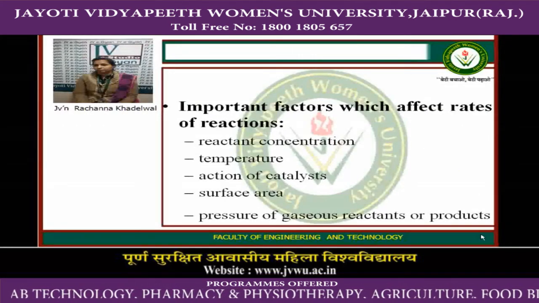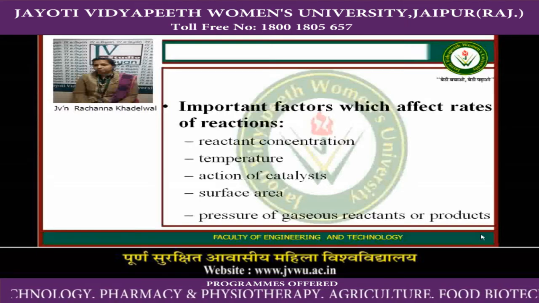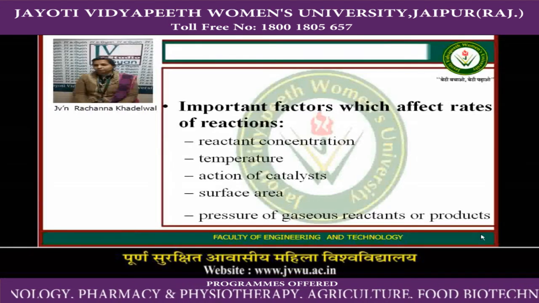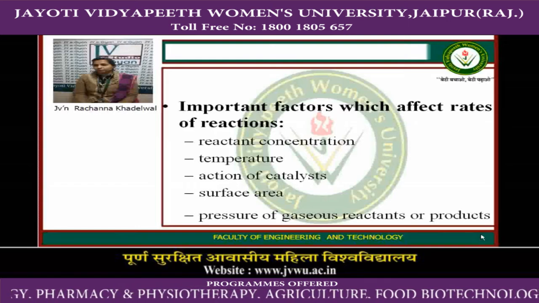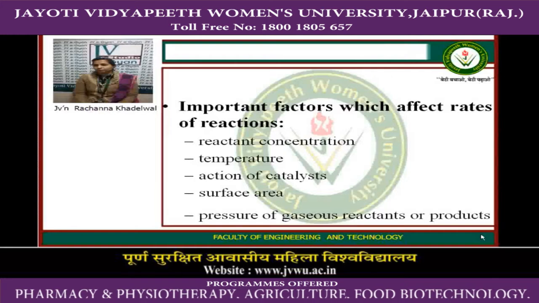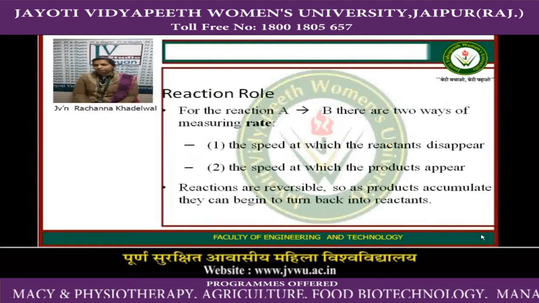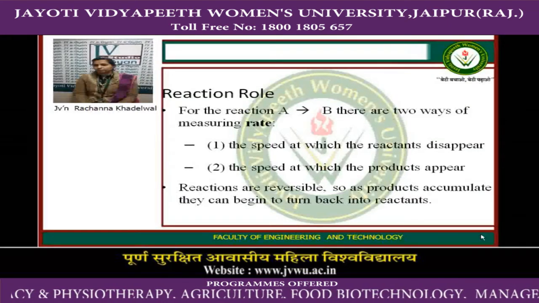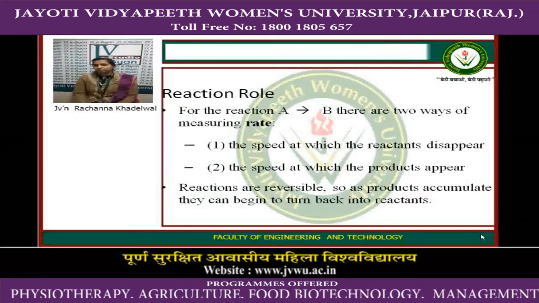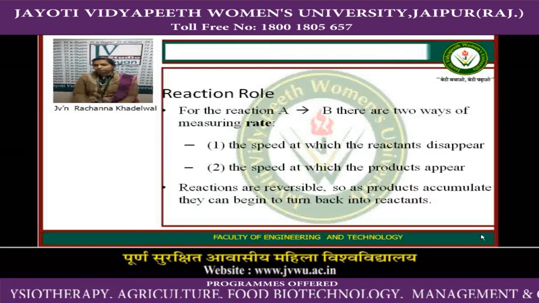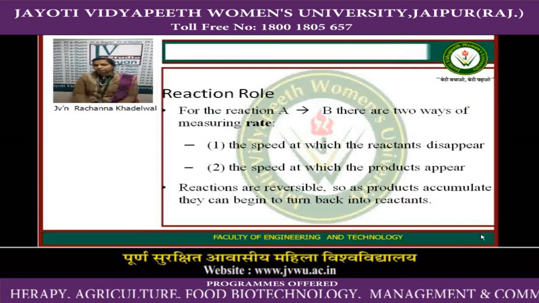Now we will introduce the important factors which affect the rate of reaction: reactant concentration, temperature, action of catalysts, surface area, process pressure of gaseous reactants or products. Now we will introduce the reaction rate. For the reaction A to B, there are two ways of measuring rate: the speed at which the reactant disappears, and the speed at which the products appear. Reactions are reversible, so as products accumulate, they can begin to turn back into reactants.